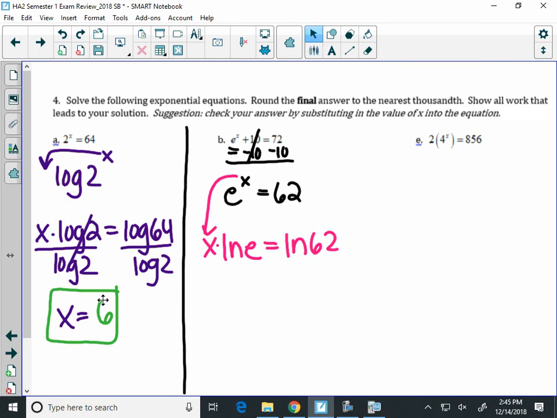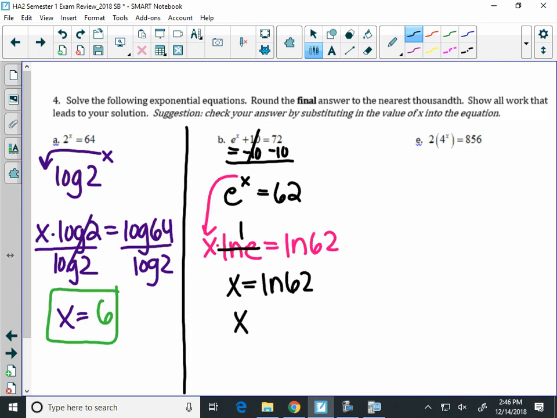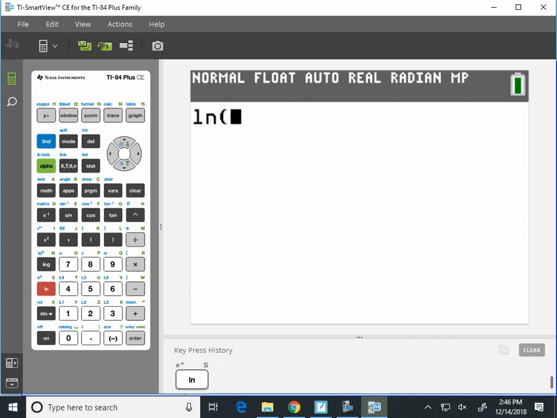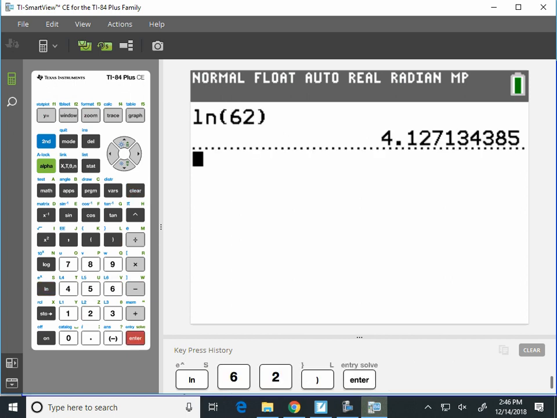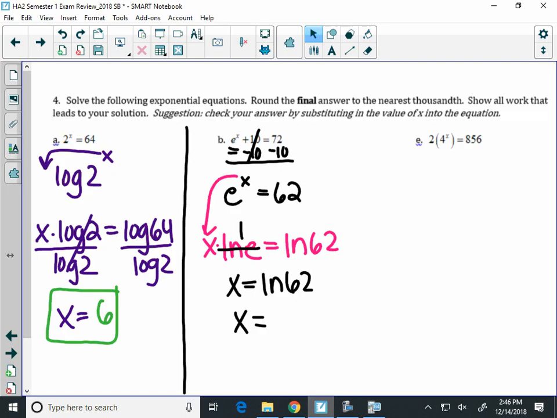Now, it's worth remembering that the natural log of e is equal to 1. So that kind of just goes away. You can cross it off, because what you really have here is that x equals the natural log of 62, which you can now just type into your calculator. 4.127, that's what I got. And that would be the value of x.